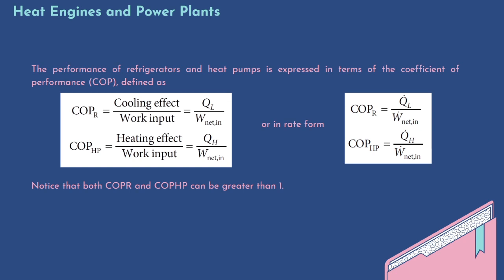The performance of refrigerators and heat pumps is expressed in terms of the coefficient of performance, COP, defined as COP R is equal to cooling effect over work input, which is equal to QL over W net in. COP HP is equal to heating effect over work input, which is equal to QH over W net in. Or in rate form, COP R is equal to QL over W net in, and COP HP is equal to QH over W net in. Notice that both COP R and COP HP can be greater than 1.